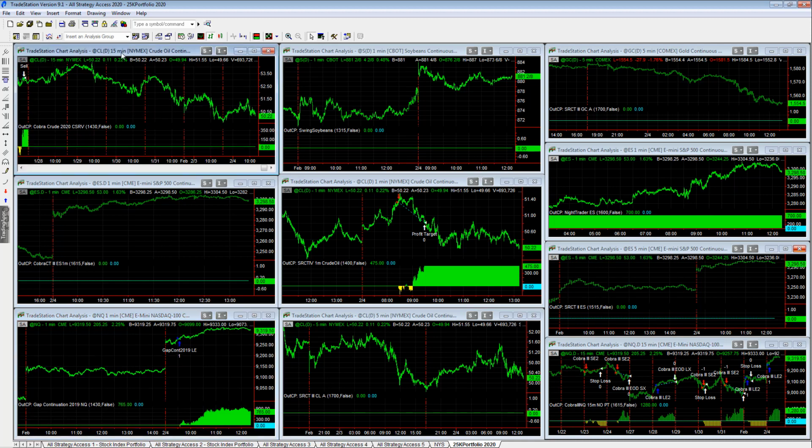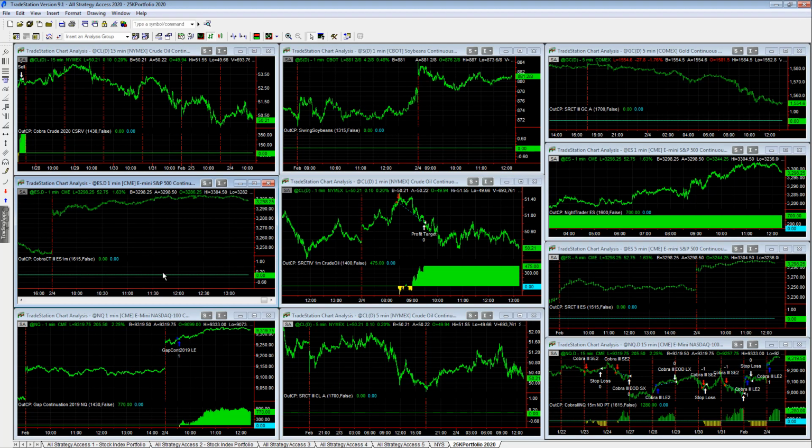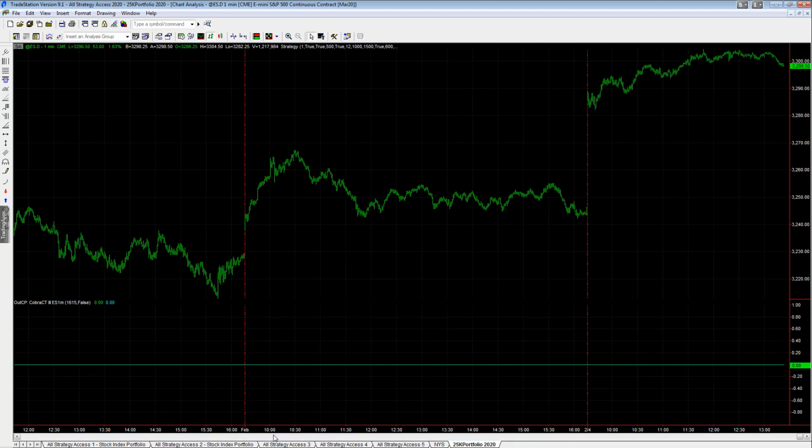Cobra Crude, we're here to catch trends. We just want to catch some trends in this market. It's a low frequency strategy, has a good back test, and I simplified it for 2020. It's an old strategy. Cobra CT3 is a dip buying strategy.